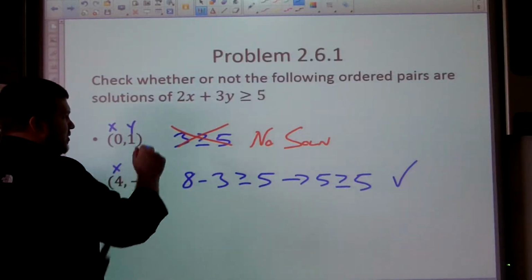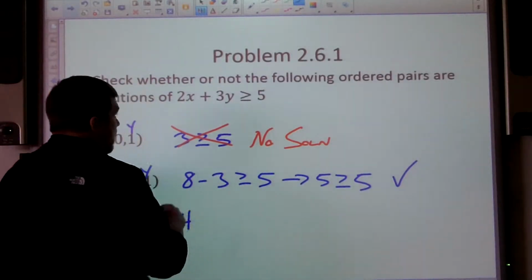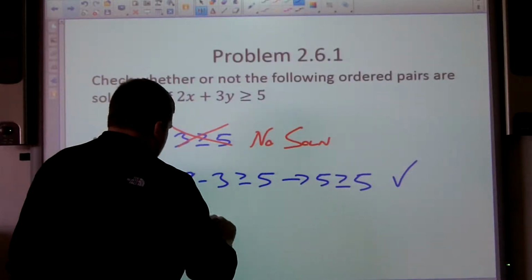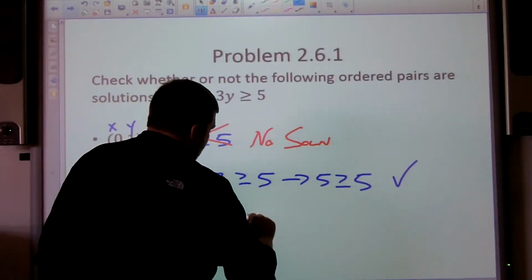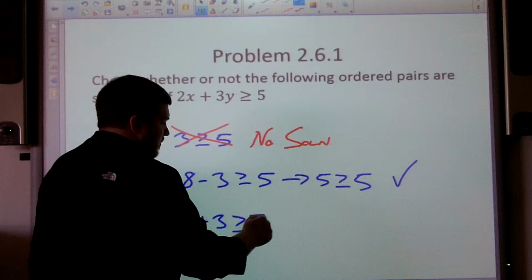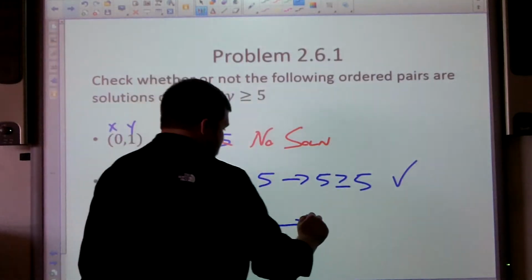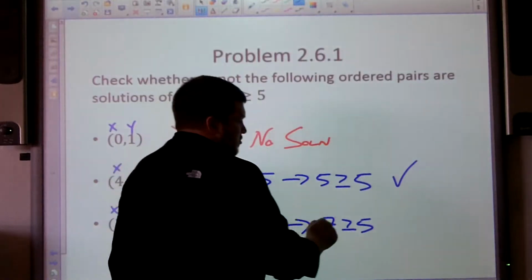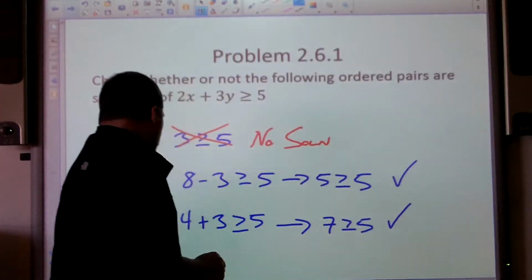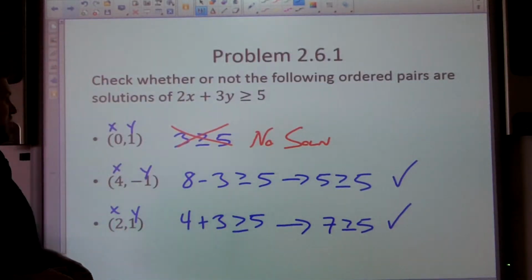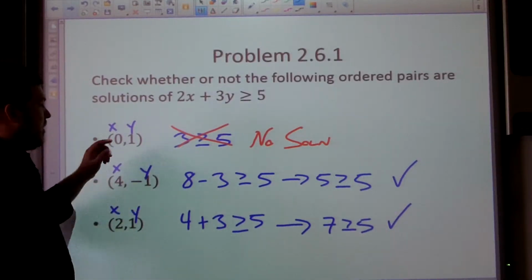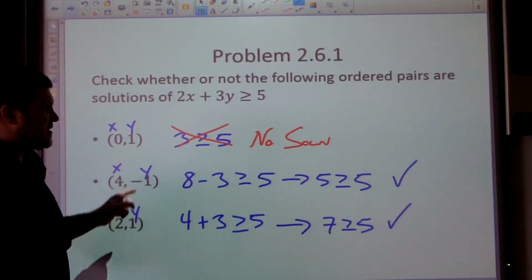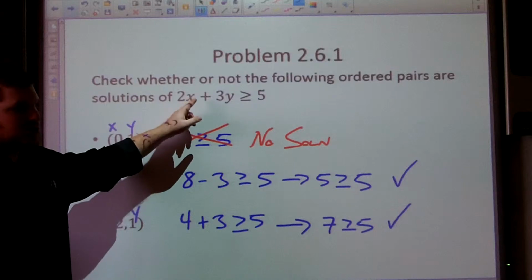And then finally the last one, 2 times 2 is 4, plus 3 times 1 is 3, greater than or equal to 5. Just simplify it a little bit. So we have 7 is greater than or equal to 5. And that's also a true statement. So yes, the ordered pair (2, 1) is a solution for this inequality. And that's all it is. That's what I call test points. You're testing, does it satisfy, is it a solution of the inequality?